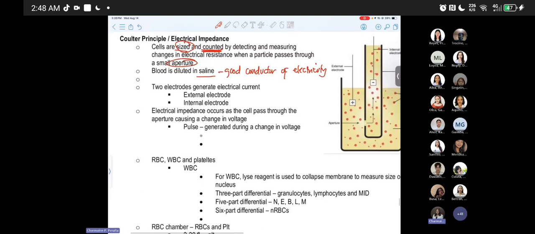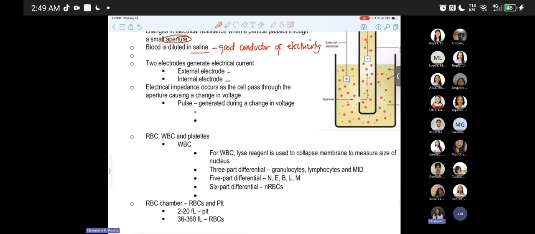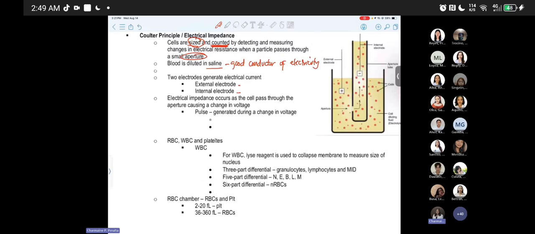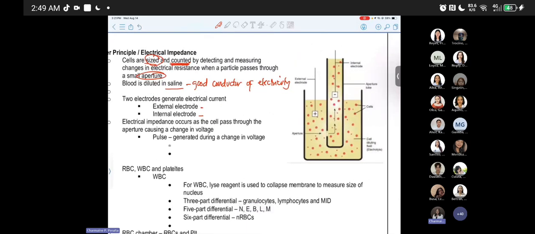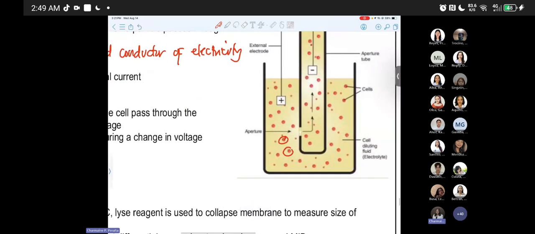So, merong two electrodes ginagamit natin, external and internal. Ito lahat ay i-memorize nyo lang. So, electrical impedance occurs as the cell pass through the aperture, causing a change in voltage. So, sa picture na to, yung mga cells, ito yung mga RBCs, dadaan sila sa tinatawag na aperture. Ito yung aperture. Depende sa size nila, ika-categorize mo na yung size nila.